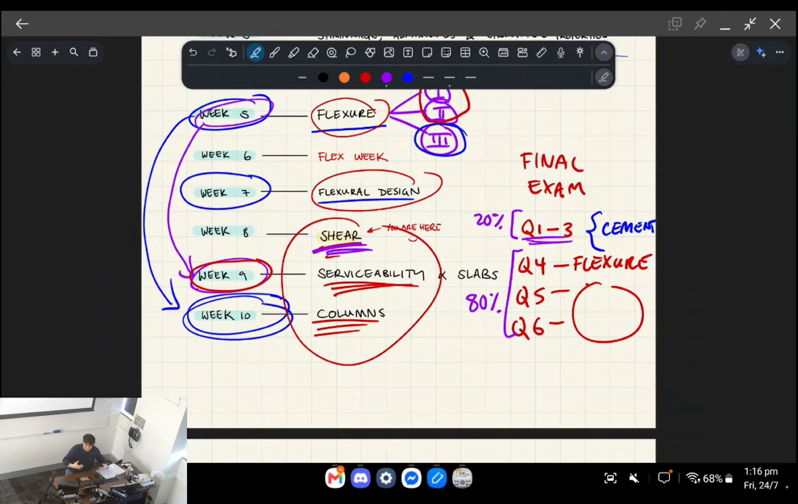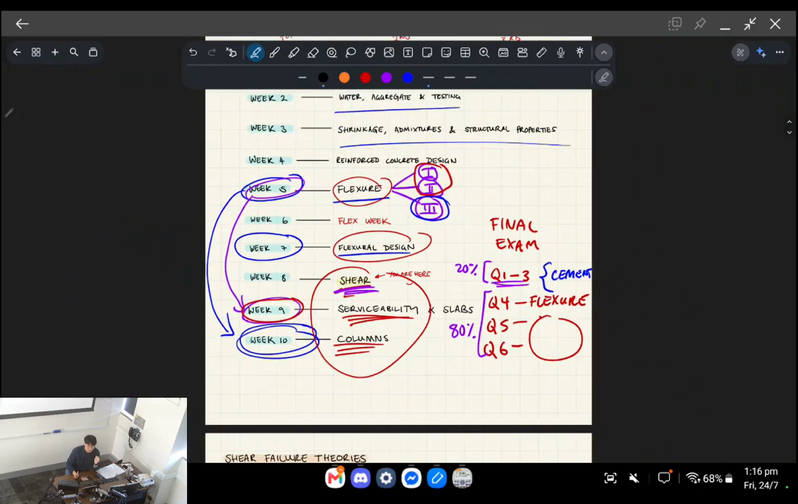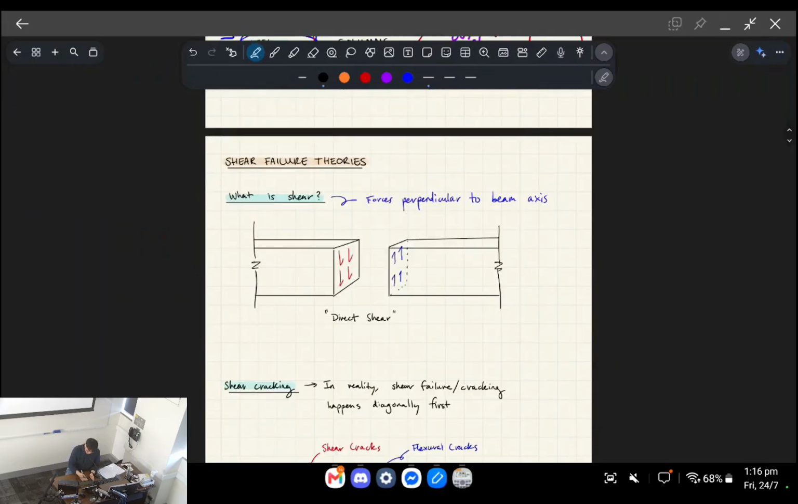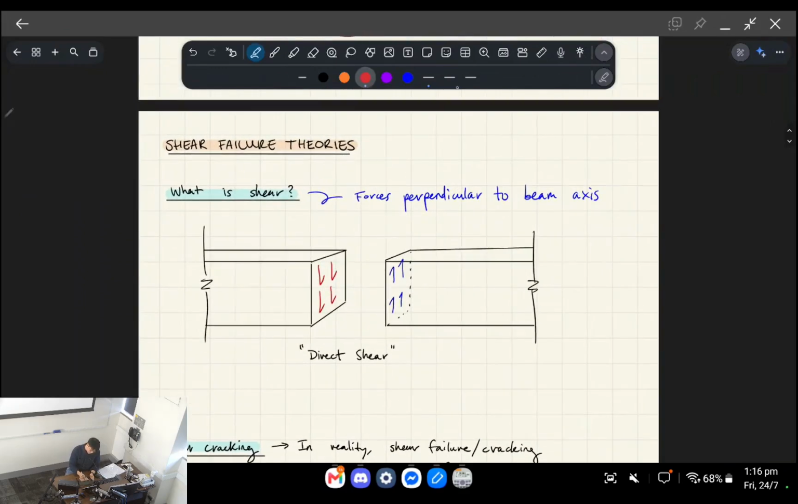So that's all just to preface that this workshop will be, hopefully, a breath of fresh air, all right? Do you guys have any questions about that? Fantastic. All right, so let's talk about shear failure theories, right?